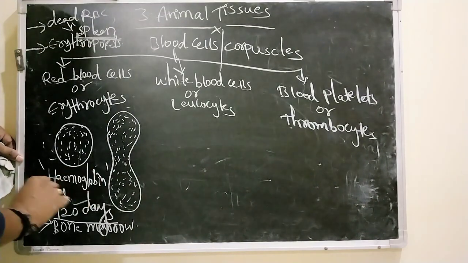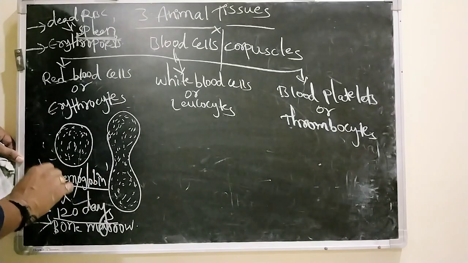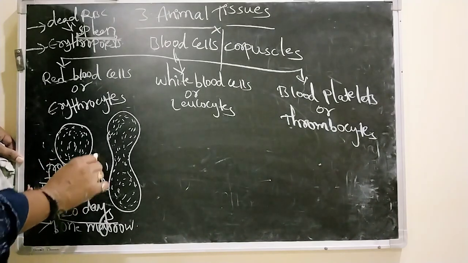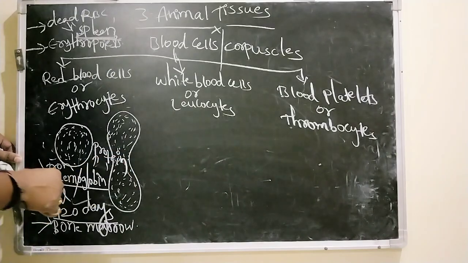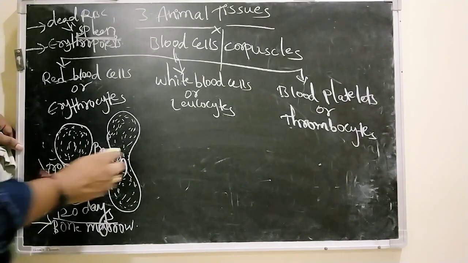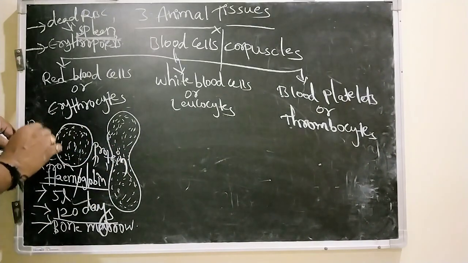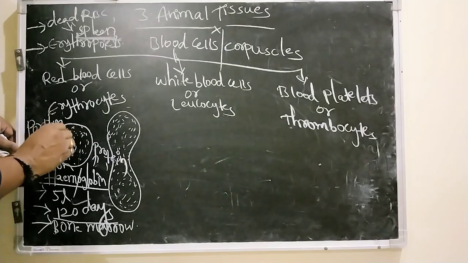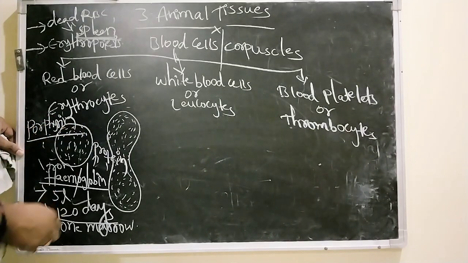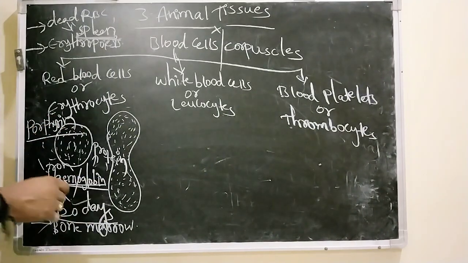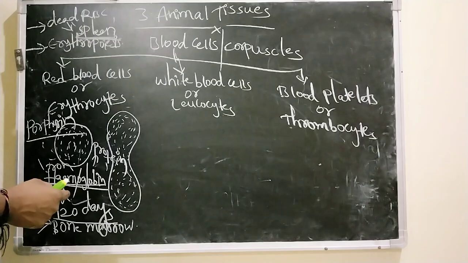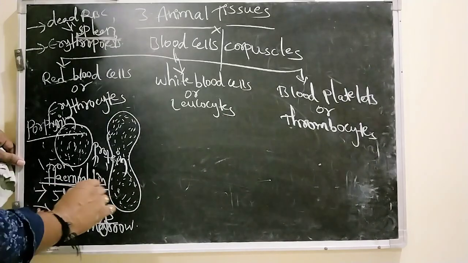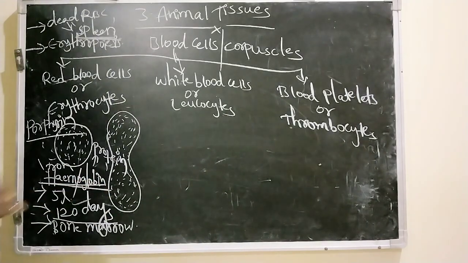And what is the function of hemoglobin? Heme means iron. Globin means protein. Also, an organic substance called porphyrin is present. The main function of hemoglobin is that it combines with oxygen and distributes oxygen to different cells of the body. So this is about the red blood cells.